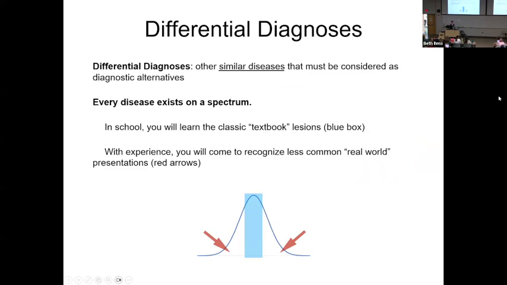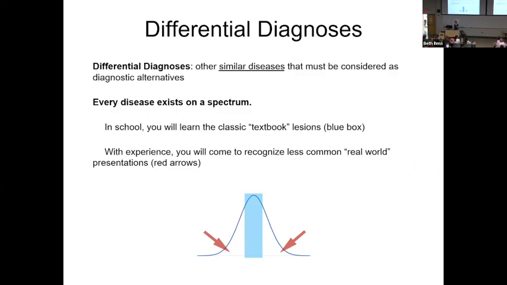Differential diagnoses, so again, these are other similar diseases that you have to consider as diagnostic alternatives. I had a professor that says if you can only think of one differential diagnosis for a lesion or a case, you're not thinking hard enough. This is an exercise in I should stretch myself and try to find other differentials, as many things as I can think of that could look like this, because that's how we eliminate bias, right?